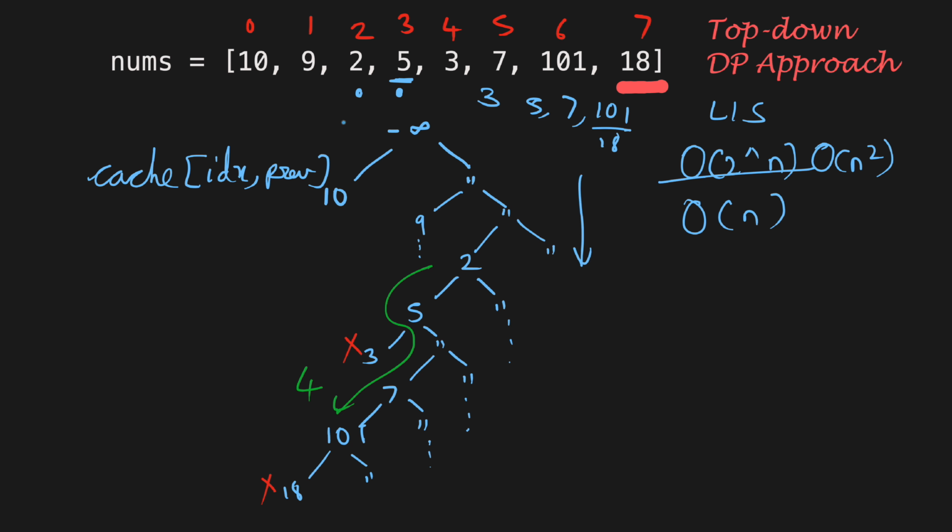Hence the overall time complexity will be O of n square and the space complexity will be O of n square as well because we are using cache storage for n indices and n previous elements resulting in O of n square space, and we are also using the recursion stack which takes O of n space. So the overall space complexity is now O of n square.